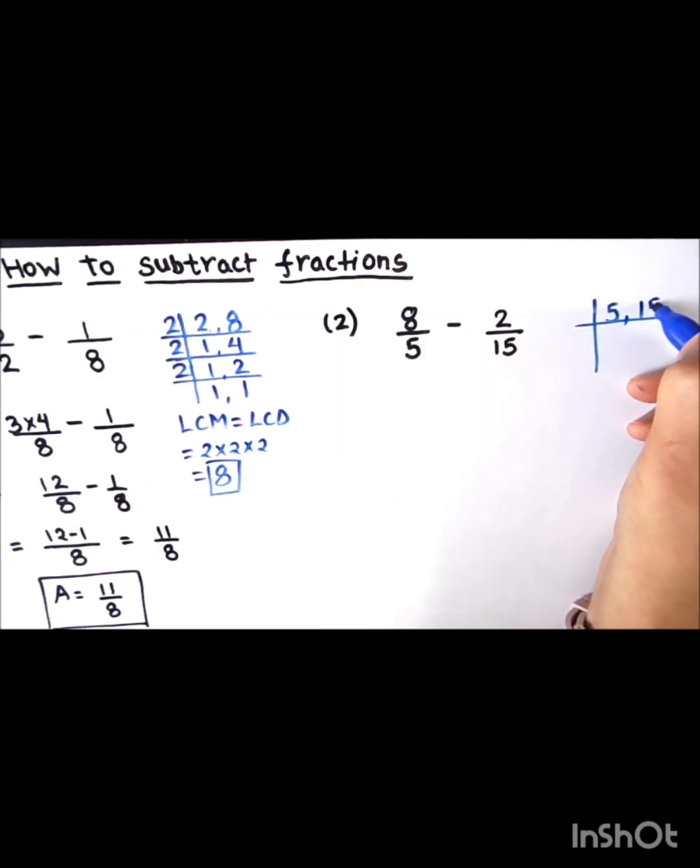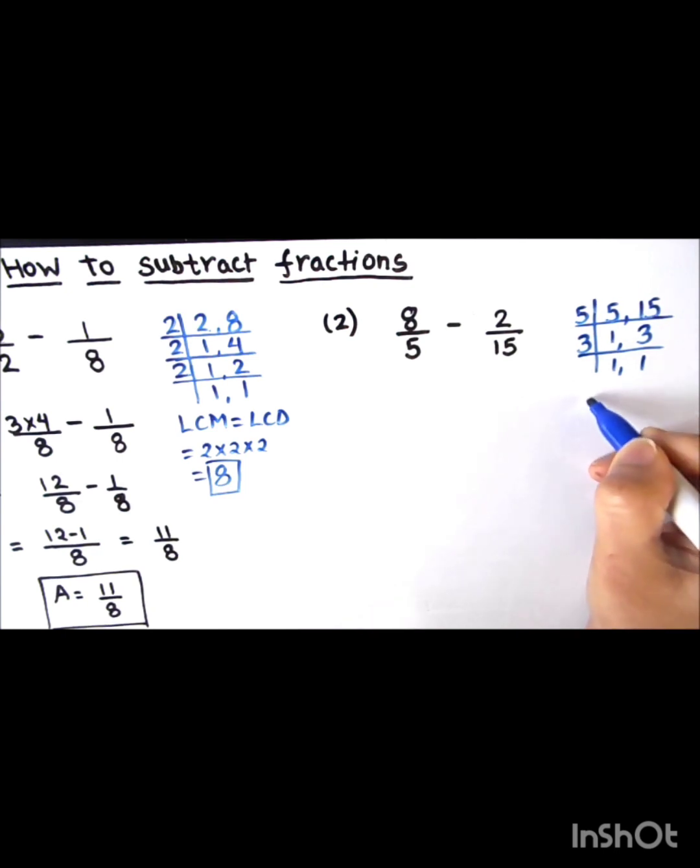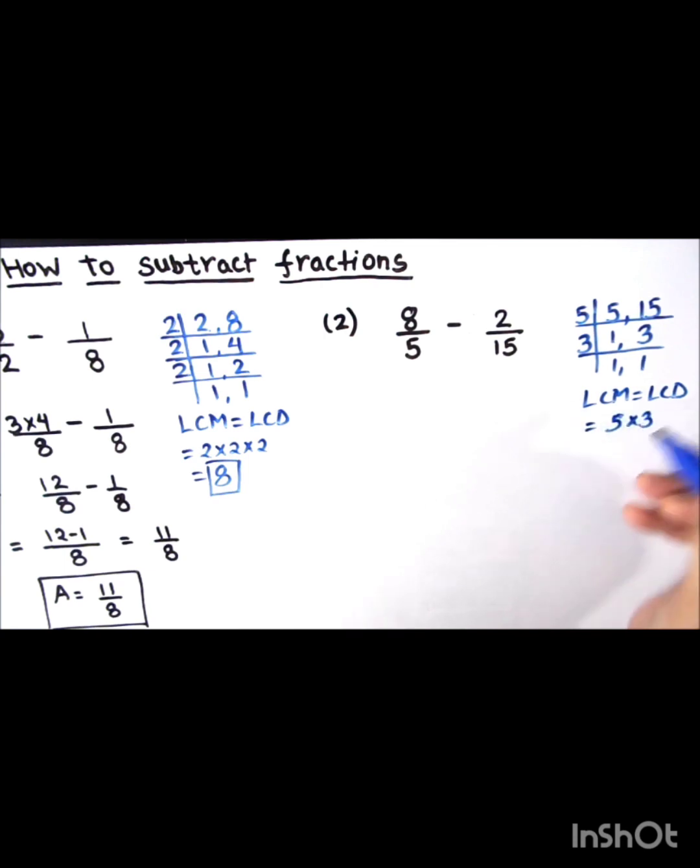So the two numbers are 5 and 15. 5 and 15 both are divisible by 5. So 5 times 1 is 5, 5 times 3 is 15. 3 is a prime number, so 3 times 1 is 3. So our LCM or the least common denominator is 5 times 3, which is equal to 15. So now we got our common denominator.